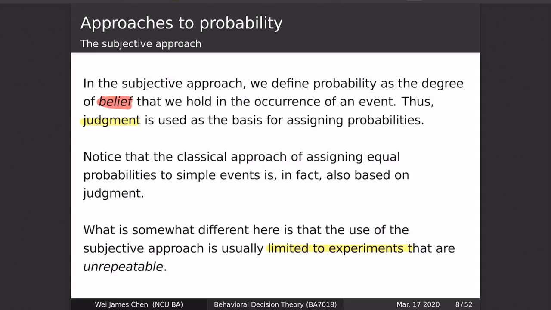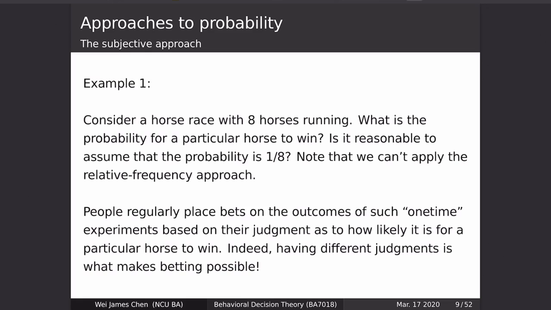The first example: you consider a horse race with 8 different horses running. So what is the probability for a particular horse to win? Do you think it is reasonable to assume that the probability is 1/8? Note that here we cannot run the same horse race. The same horse race means exactly the same 8 horses and the exact same timing. Even if you gather the same 8 horses and run the race again, you cannot really repeat the same experiment because it's a different condition. So here we cannot apply the relative frequency approach, and that's the reason.